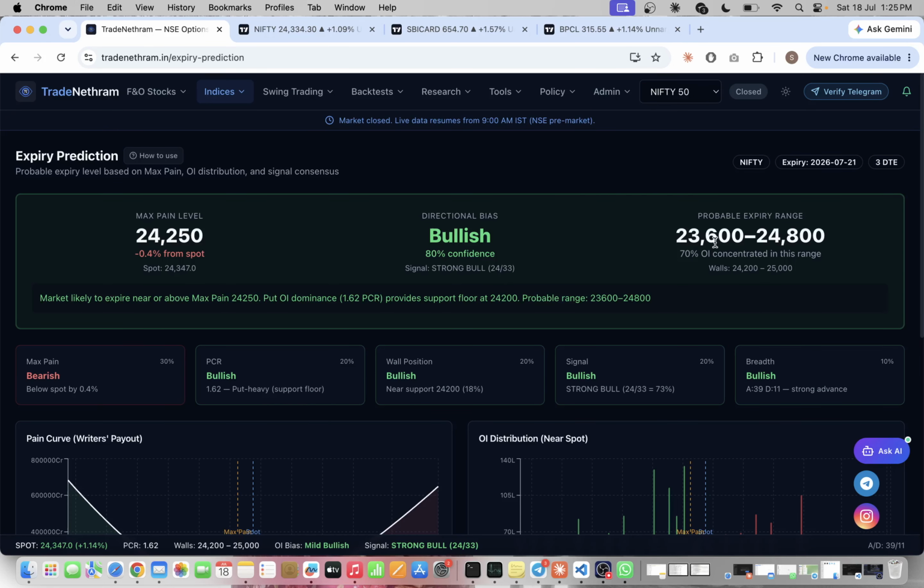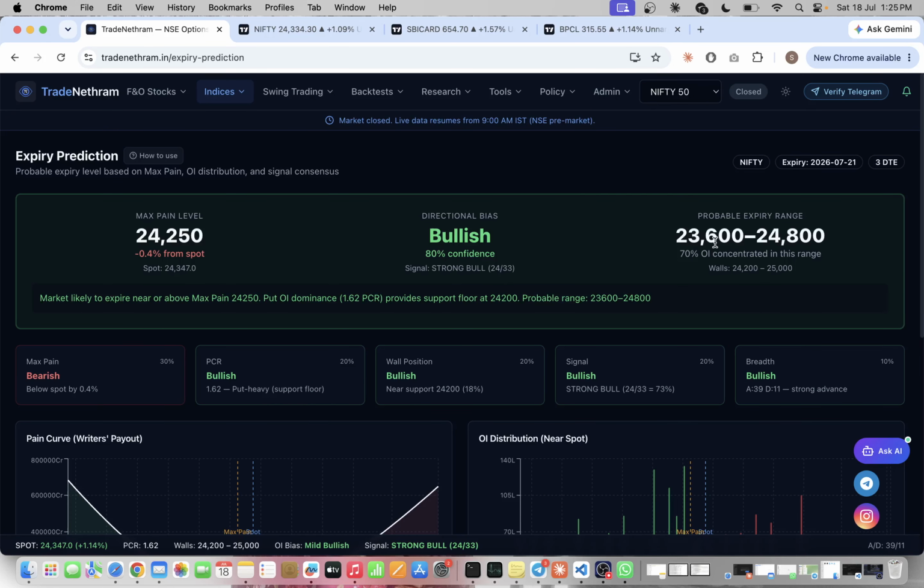And gamma explosion, I have removed this tab. You will not find anything in this tab. That is a very risky play, and I intentionally removed that tab. And Greeks, the option Greeks, this is also useful for the option writers, not for the option buyers. We don't need to consider that one.